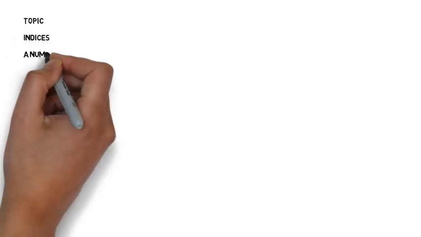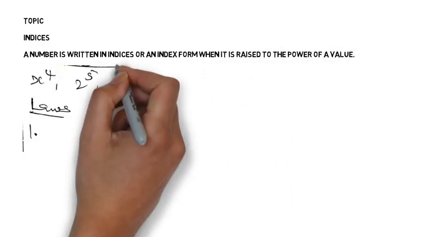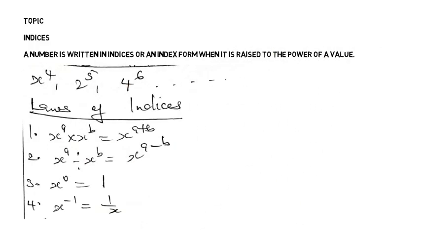Topic: indices. A number is written in indices or index form when it is raised to a power. For example, x raised to power 4, 2 raised to power 5, 4 raised to power 6. All these numbers are called index numbers.